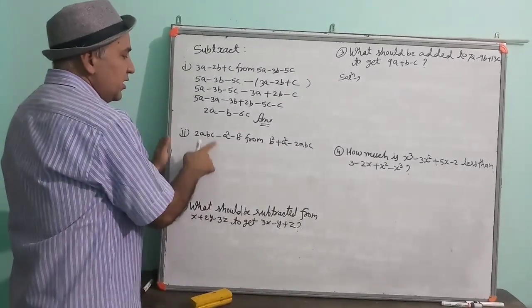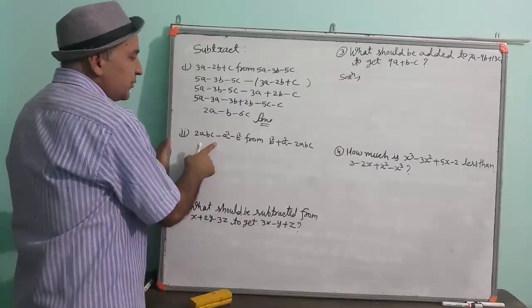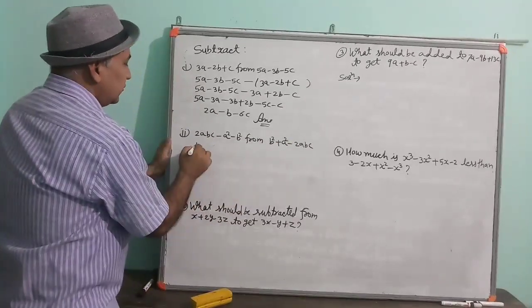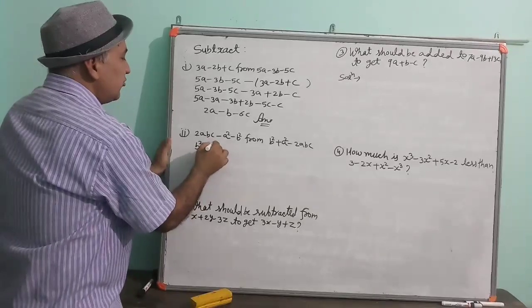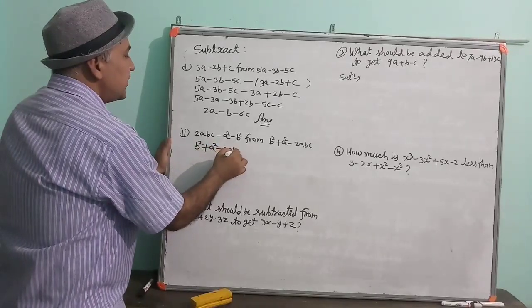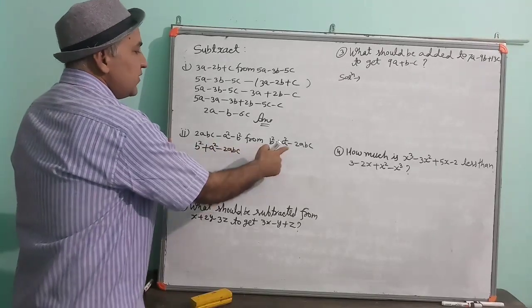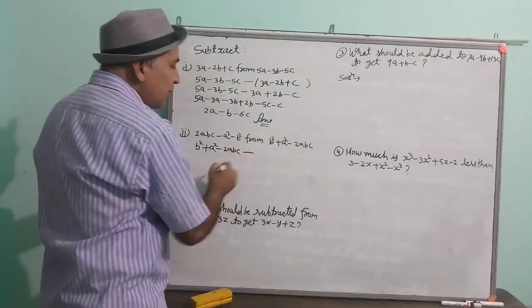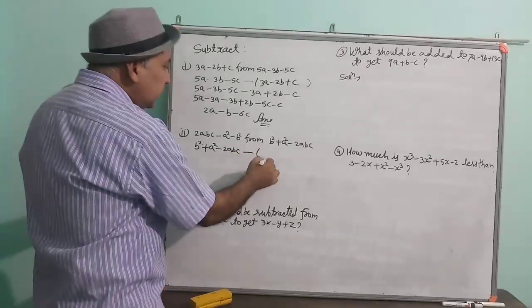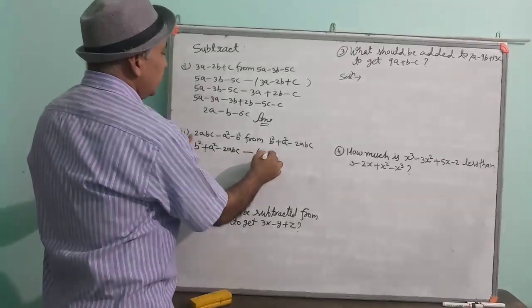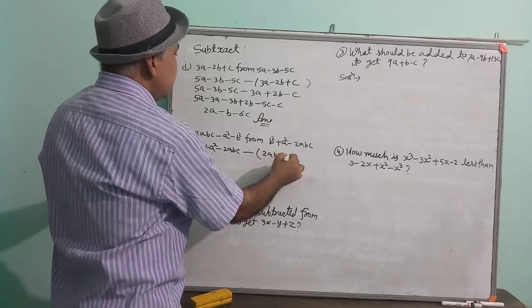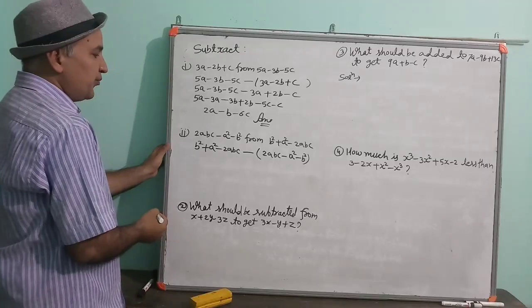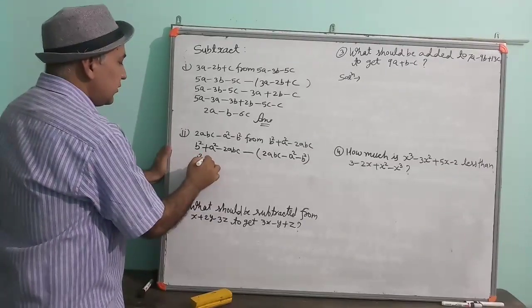The second question. We have to subtract this expression from this one. So first we will write this expression: b square plus a square minus 2abc. Because we have to subtract from this expression, we will put minus, and then in the bracket we will write this one: 2abc minus a square minus b square. Okay. Now open the bracket.